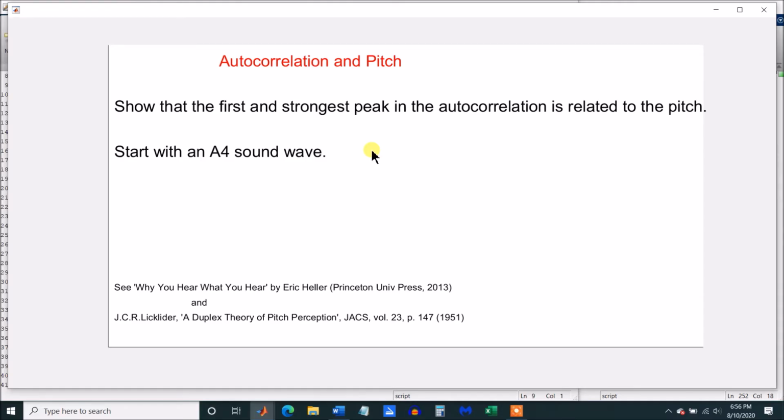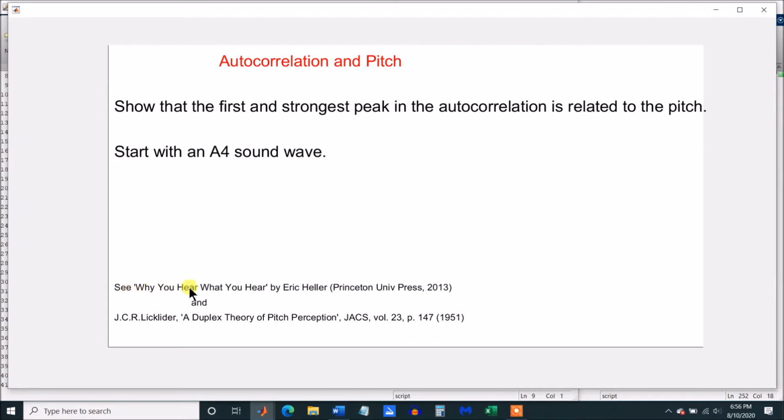Okay, we're going to show that the autocorrelation can be used to find the pitch, especially when you're talking about sounds that come from striking piano keys. And the rule we're going to follow is that the first and strongest peak in the autocorrelation is related to the pitch. Now there's some background here if you're interested in it.